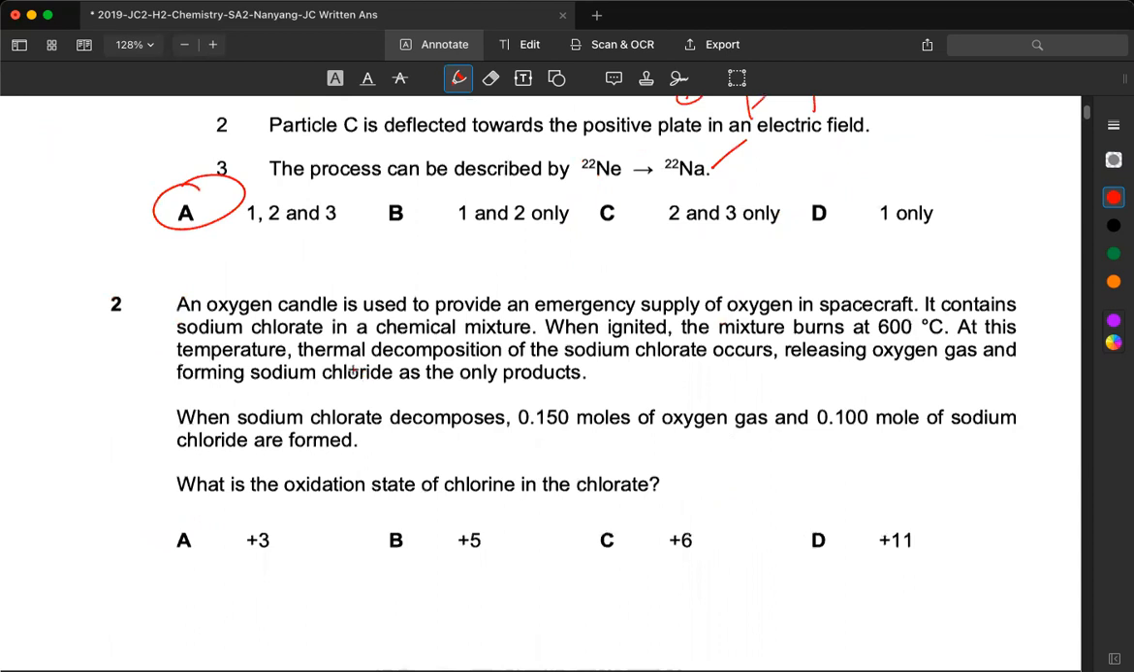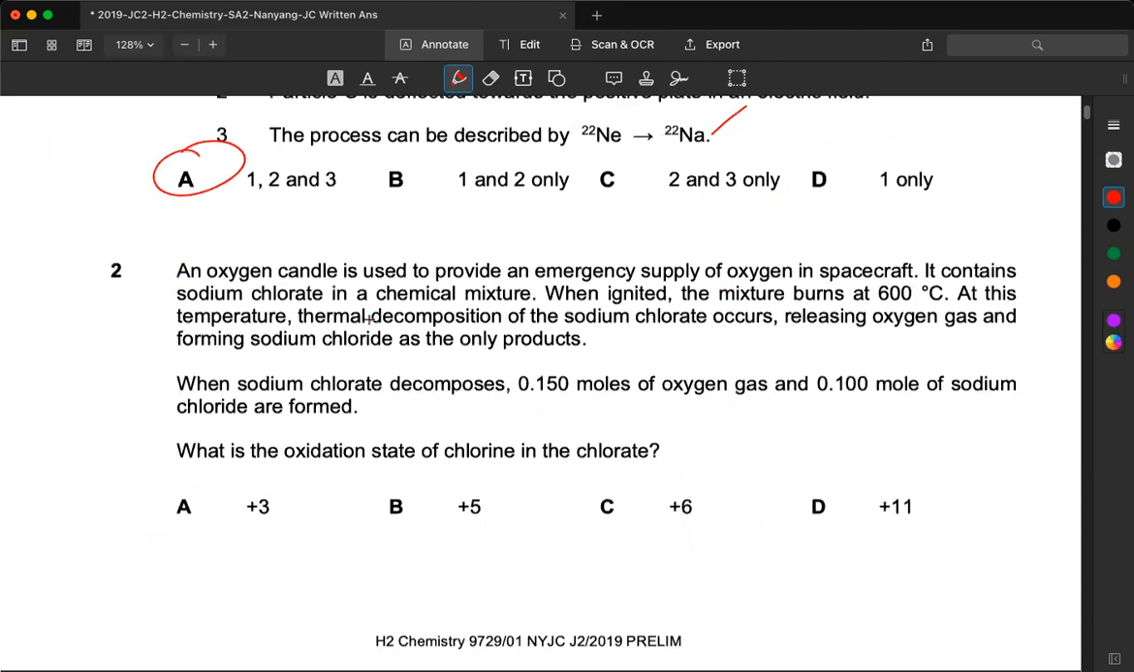Number 2. An oxygen candle provides an emergency supply of oxygen. There is sodium chlorate in the mixture. When ignited, it burns at this temperature. At this temperature, there is decomposition, releasing oxygen gas and sodium chloride as the only products. These are the numbers of moles of oxygen and sodium chloride.